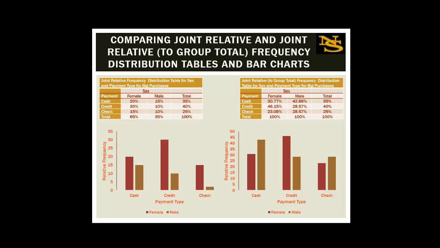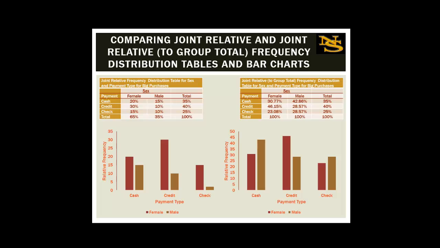If you look at the second table and chart, the one where we're controlling for the difference in number of females versus males, you can see that 30.77% of females in the sample paid with cash compared to 42.86% of males who paid with cash. You can accurately state that 12.09% more males paid with cash. So in this situation, you can see that there appears to be a slight preference for cash among males compared to females. The first table and chart inaccurately suggest that more females prefer cash, but the second table and chart reveals the true difference, that a larger percentage of males prefer cash than females.